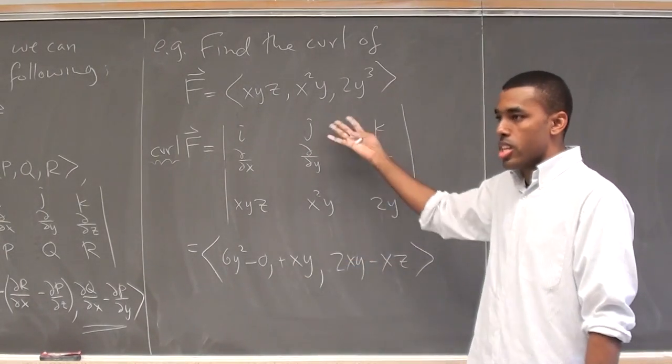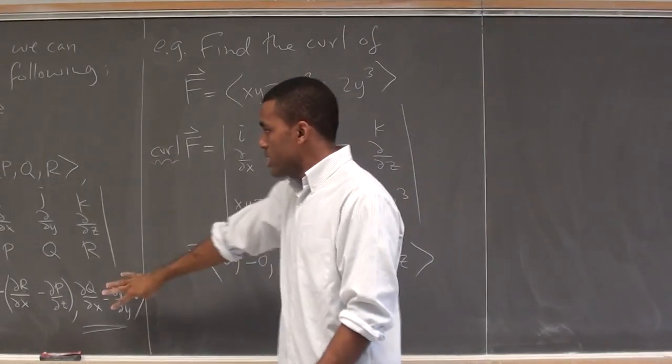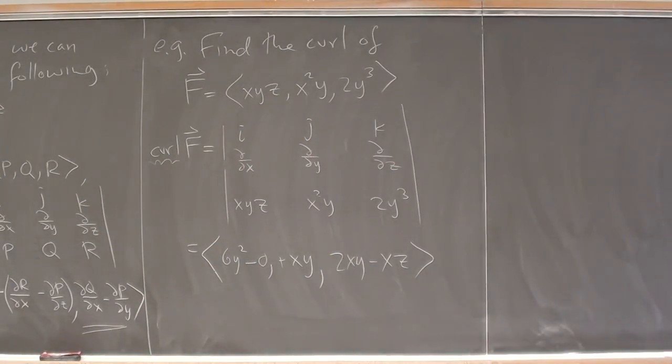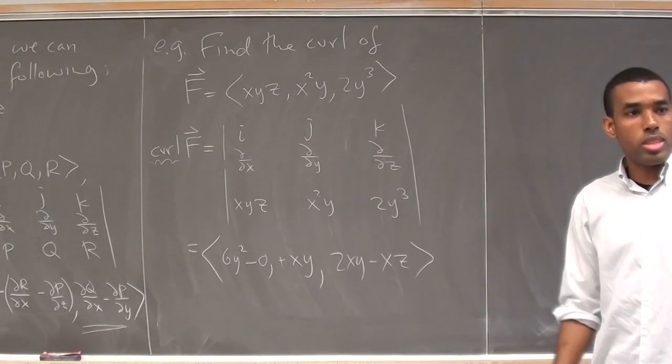But the curl is just another vector field, and its relationship to this vector field is talking about something about how it rotates and how it curls around something. But yeah, that's how you compute it. You take that determinant.